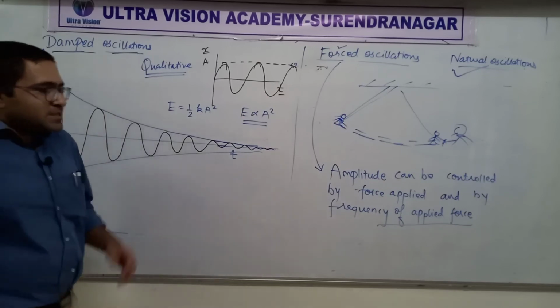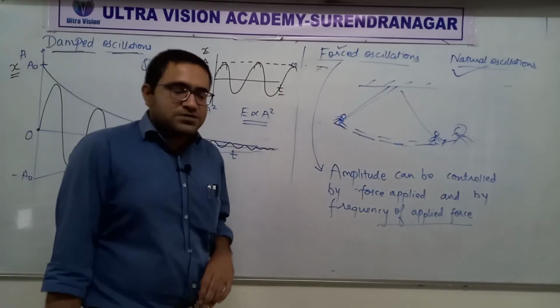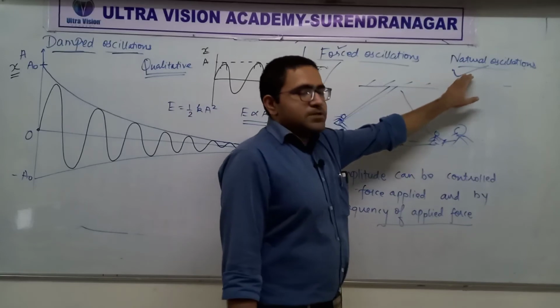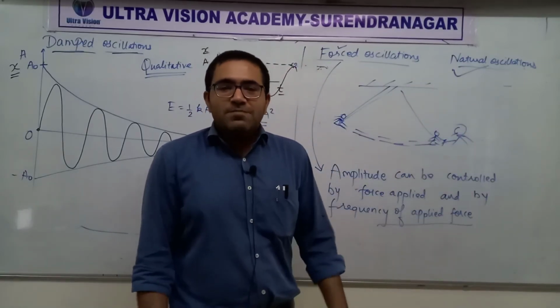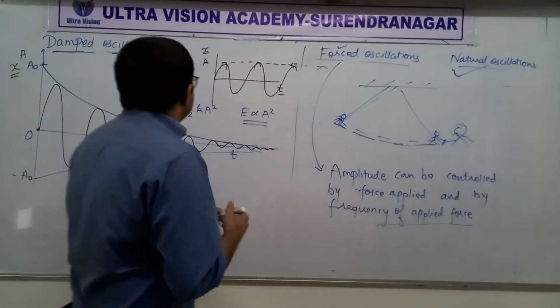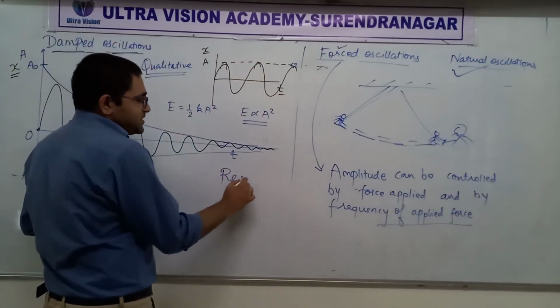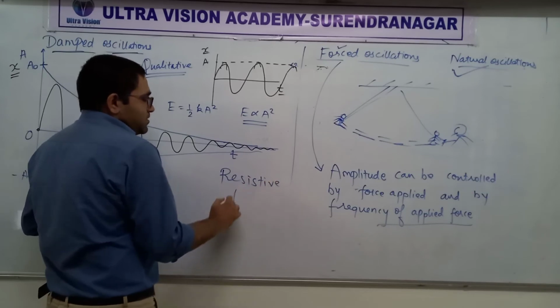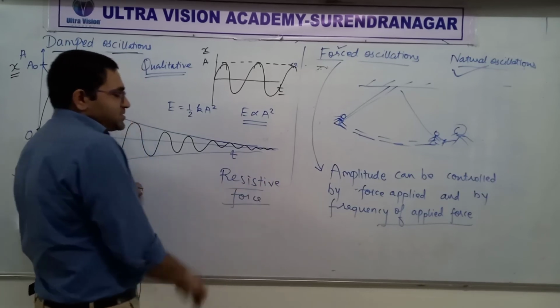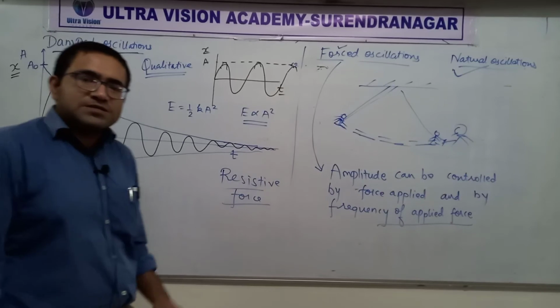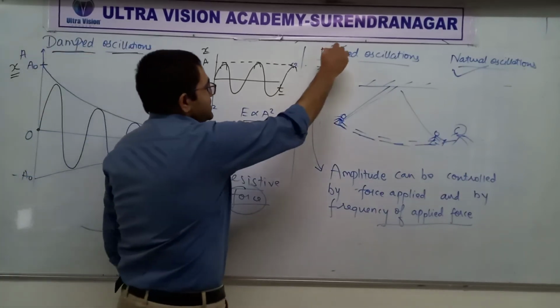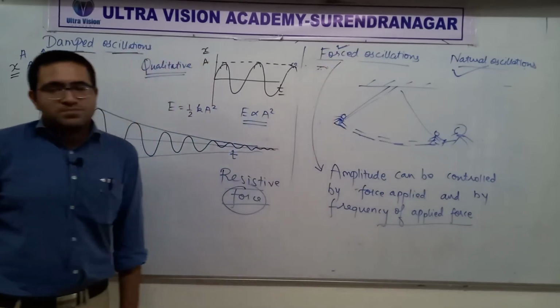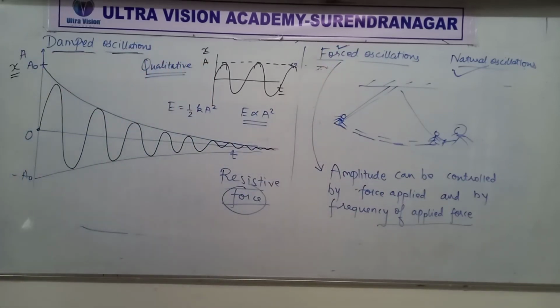Okay, Ankita is asking a question. Let me answer that first. Is natural oscillation the same as damped oscillation? No. Because if there is damped oscillation, there will definitely be resistive forces. Yes or no? If there are damped oscillations, there are definitely resistive forces. Correct? Okay, so that means it is forced oscillation. Understood?